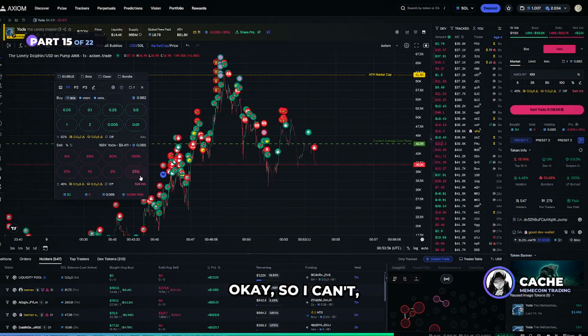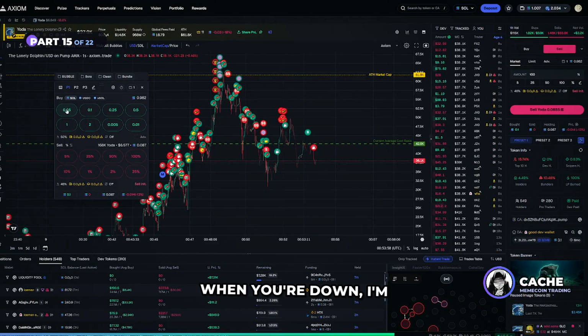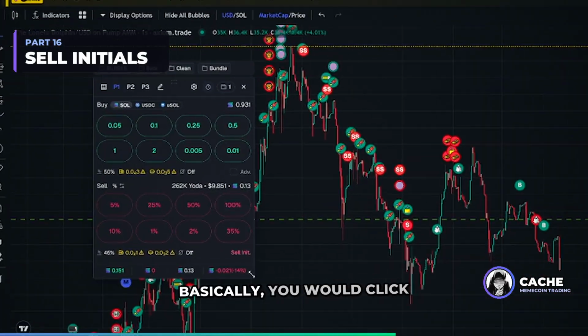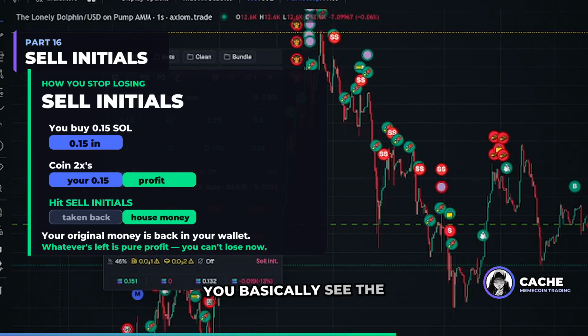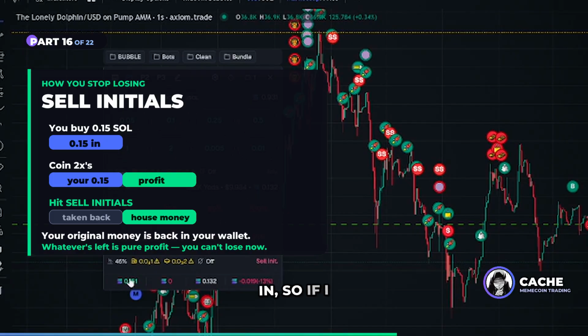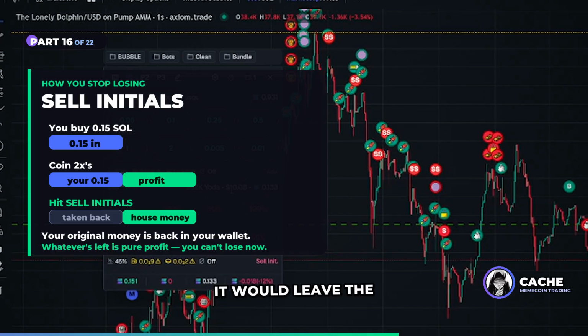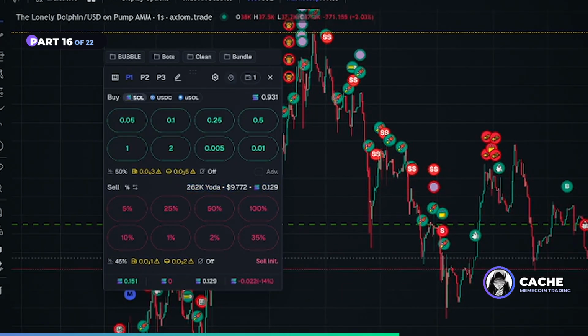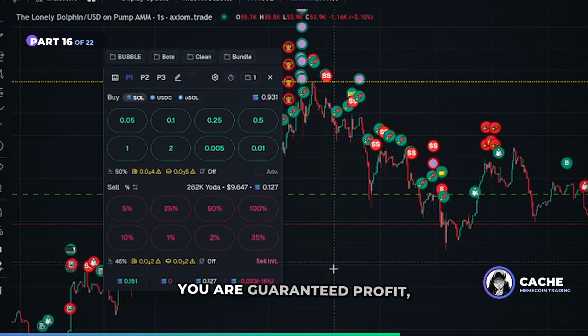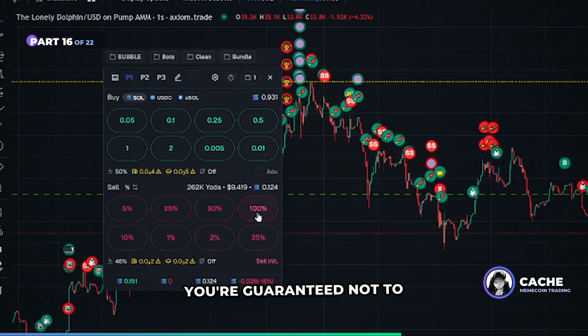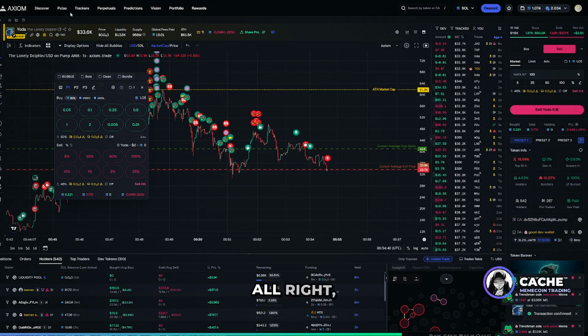Okay, so you can't do it when you're down. I'm gonna put a little bit more in. But basically, you would click on sell initials, and you'd basically see the money that you put in. So if I put in 0.15, it would have sold 0.15, and then it would leave the remainder amount in there. So then you are guaranteed profit. You're guaranteed not to lose money on that coin. All right.